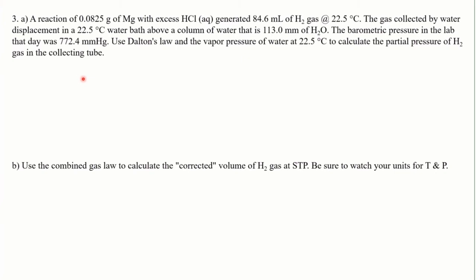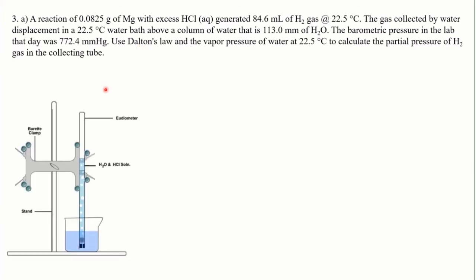Okay, so first the question is asking about using Dalton's law of partial pressure. So first we need to state what Dalton's law of partial pressure says. Dalton's law of partial pressure states that the total pressure is equal to all partial pressures. It's a very simple law. Now we can go ahead and look at our experimental setup. We are reacting magnesium metal with hydrochloric acid to produce hydrogen gas. Hydrogen gas is being displaced by water and collecting in a tube called a eudiometer.